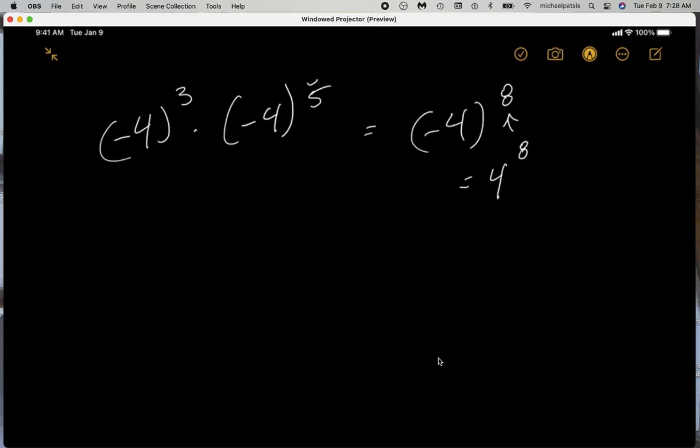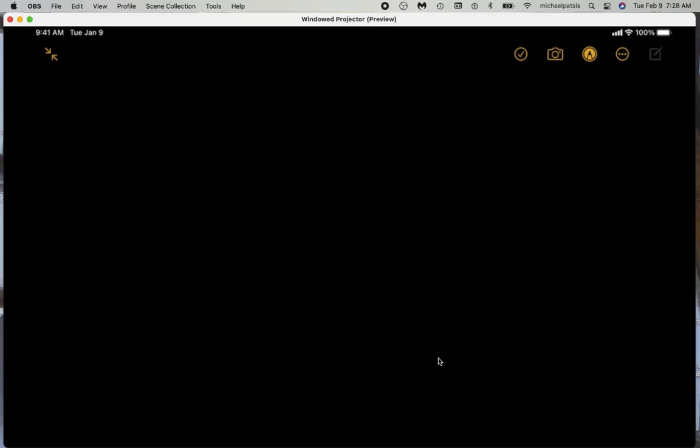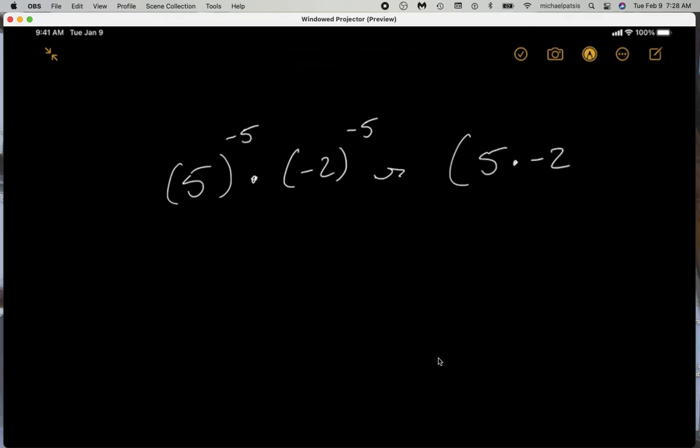Okay, now let's look at a situation where the base is different, we're multiplying, but the exponent is the same. This is a situation where you are allowed to combine. And what you're going to do here is the power rule in reverse. So you basically pull out the negative 5, and that is the exponent, and these two factors are within the parentheses.